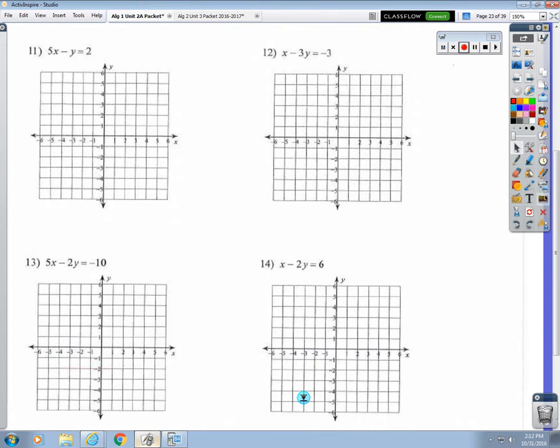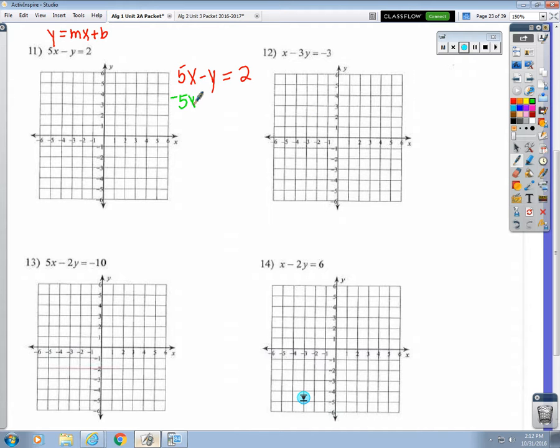Number 11. What's different about this one than the ones we did Friday, Isabella? Right. It is not in y equals mx plus b form. It has the mx over here before the y and then the b. So if we rewrite it, what needs to be moved so that it will be in the correct form? And how do you move that 5x to the other side?